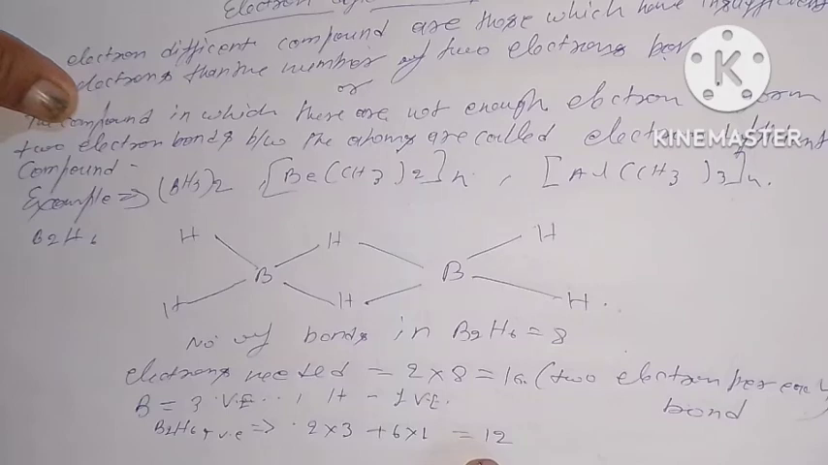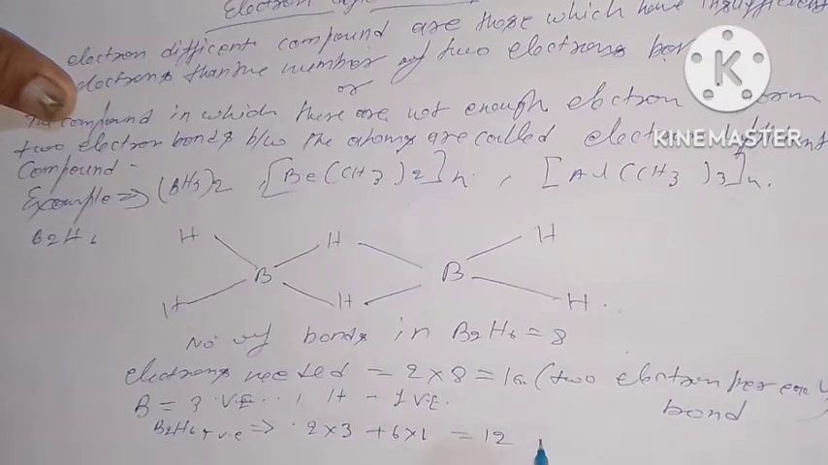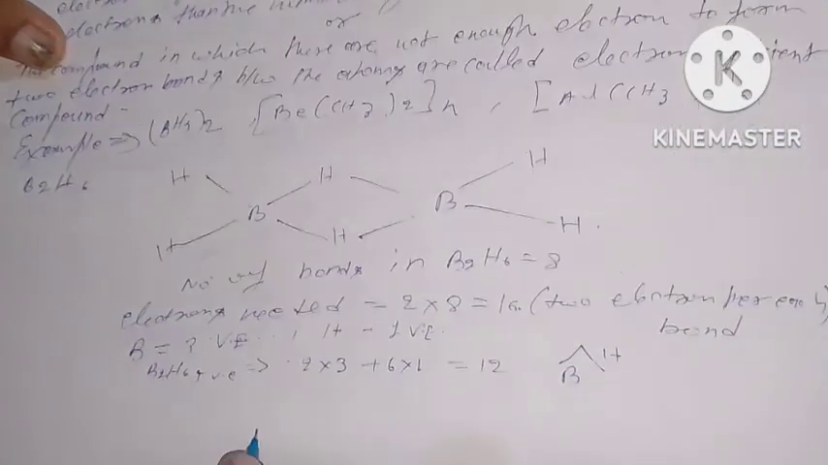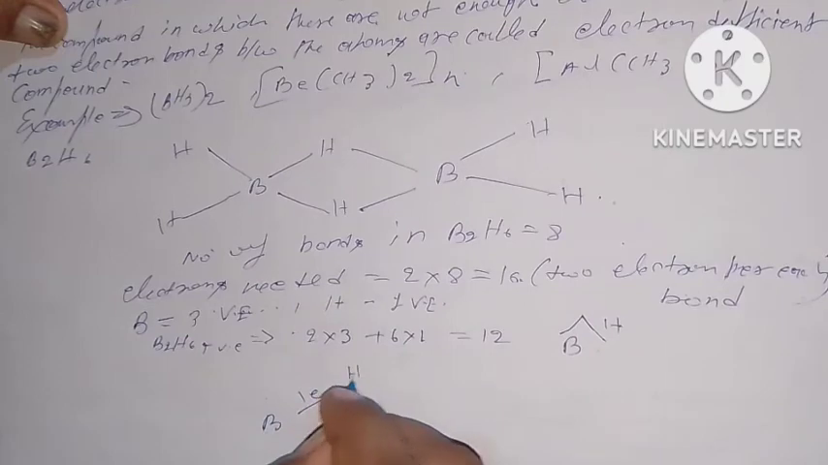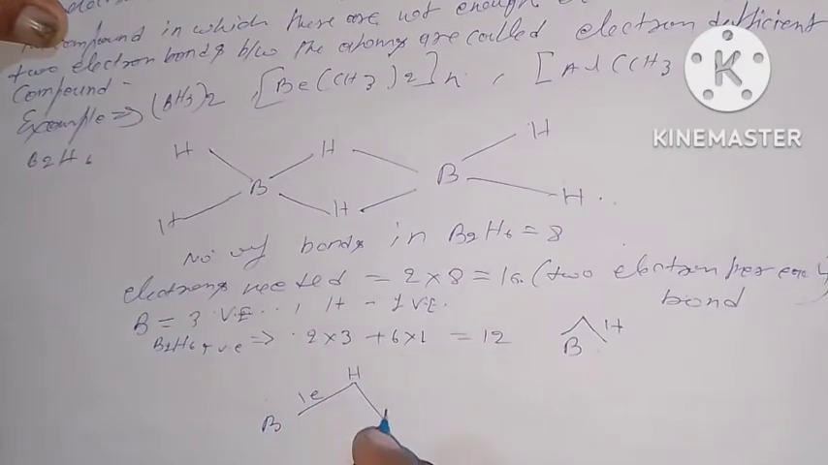As shown in the above structure, as a matter of fact, the boron and hydrogen have a 2 electron, 3 centre bond, and there is 1 electron from hydrogen and 1 electron from boron.